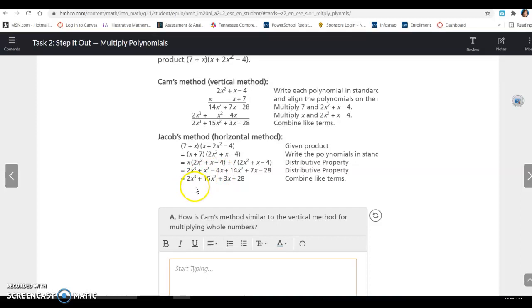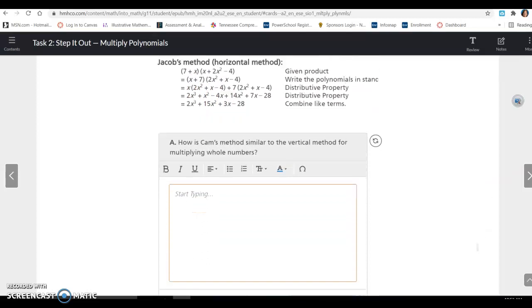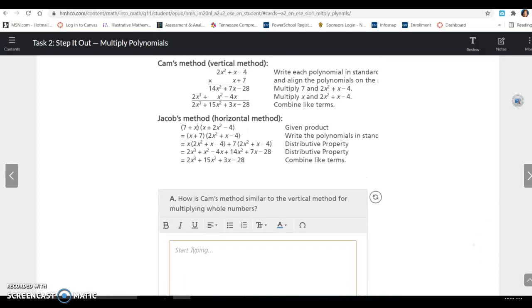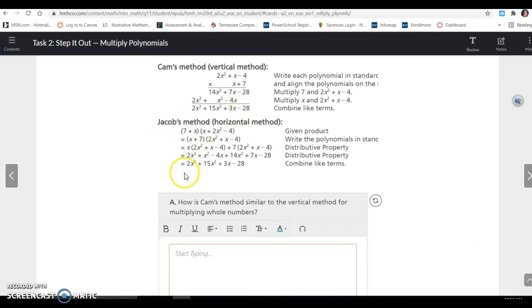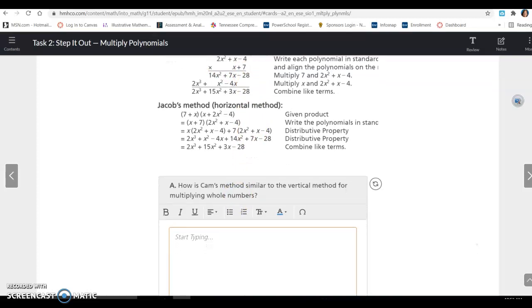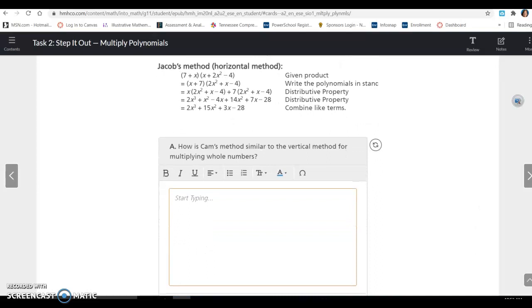All right, so we did do this last year as well. So please look through that and just see that it doesn't matter which method you use, you're going to get the same answer regardless. It says, how is Cam's method similar to the vertical method for multiplying whole numbers? If you multiply whole numbers instead of polynomials, you still multiply by each number in that column. So that's very similar to just multiplying with numbers without variables.